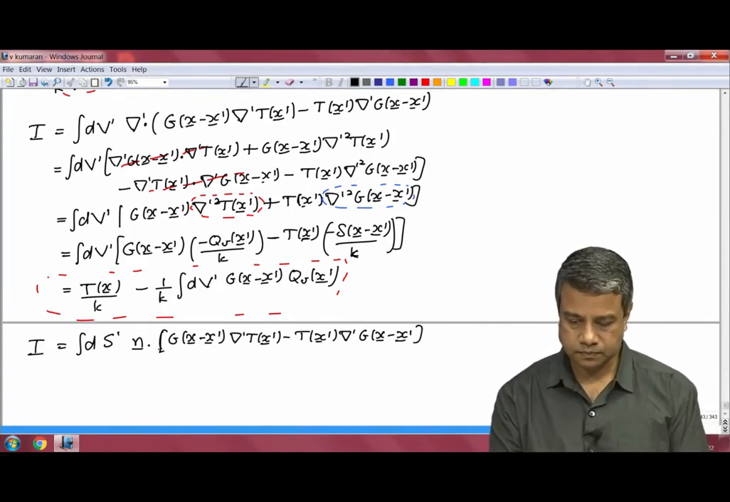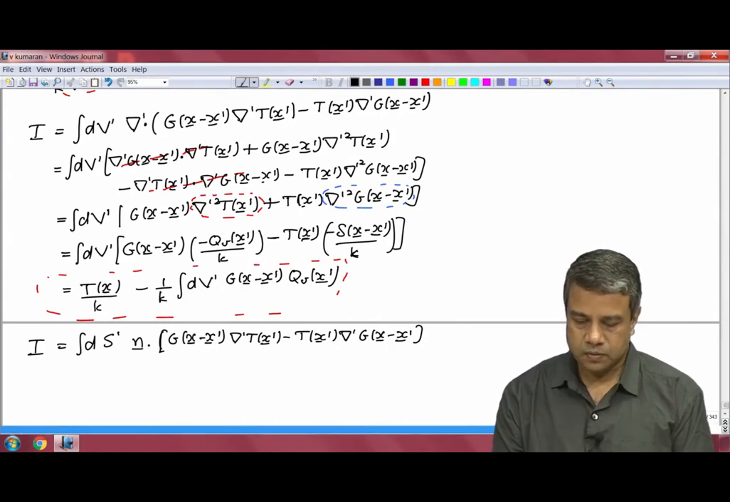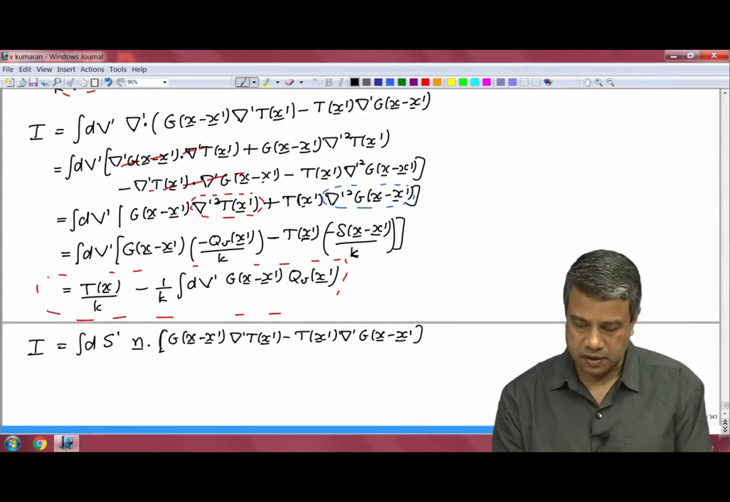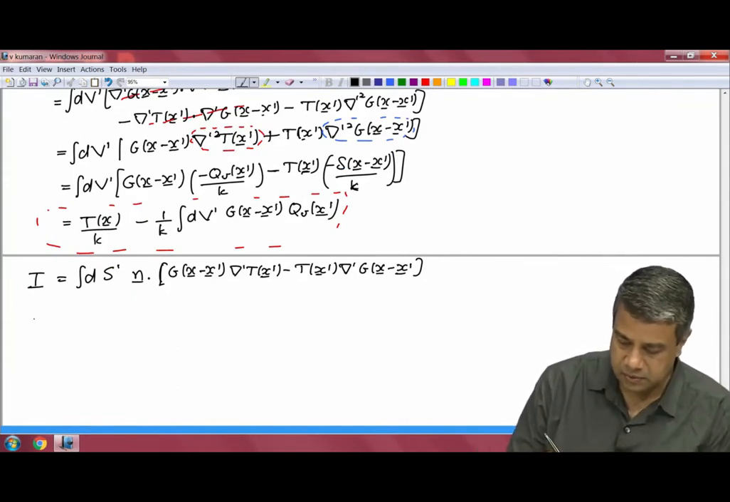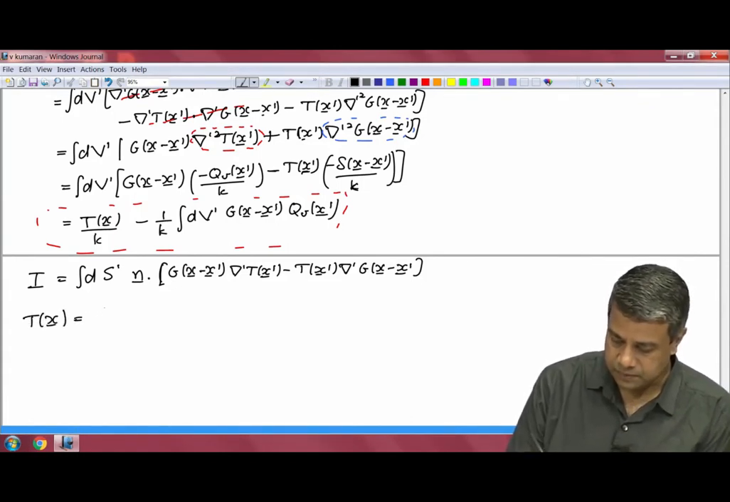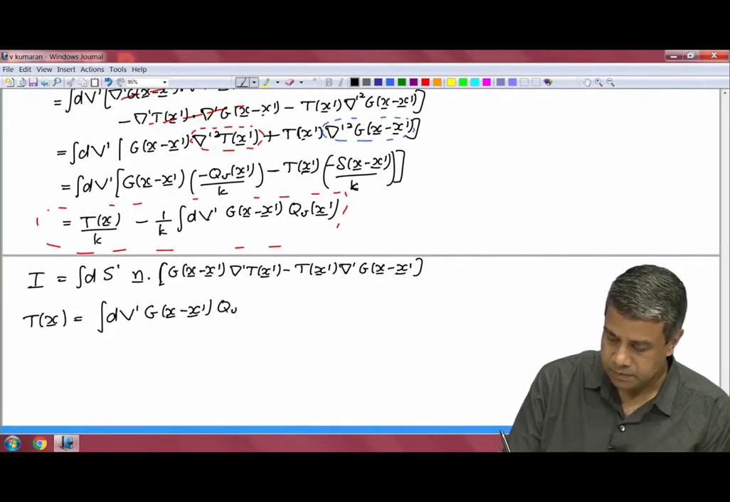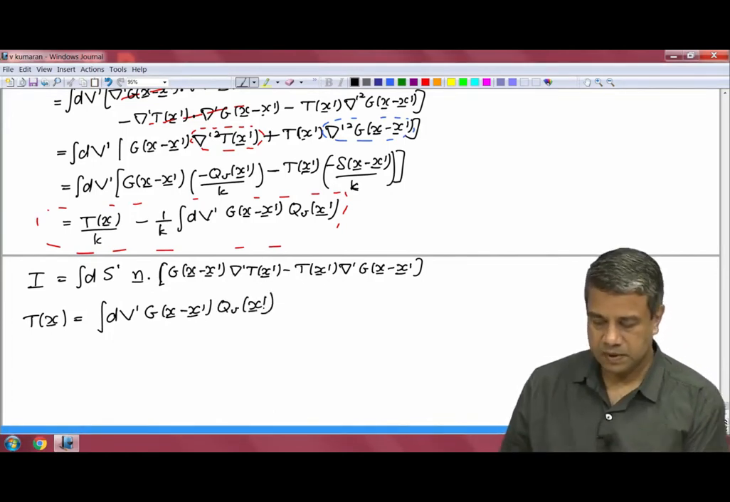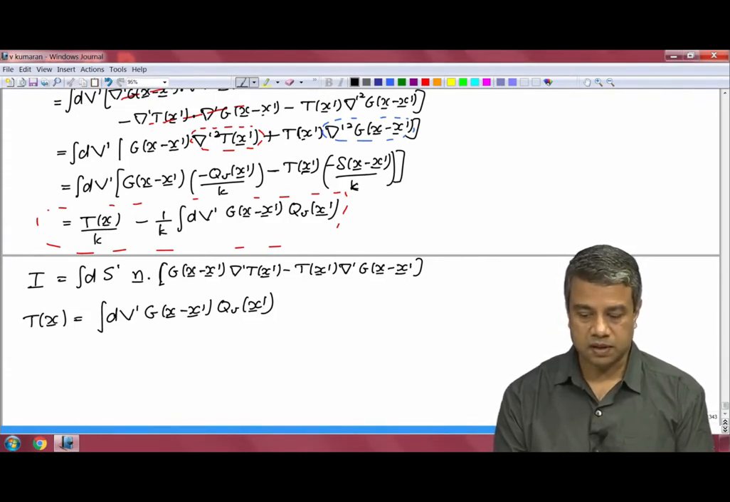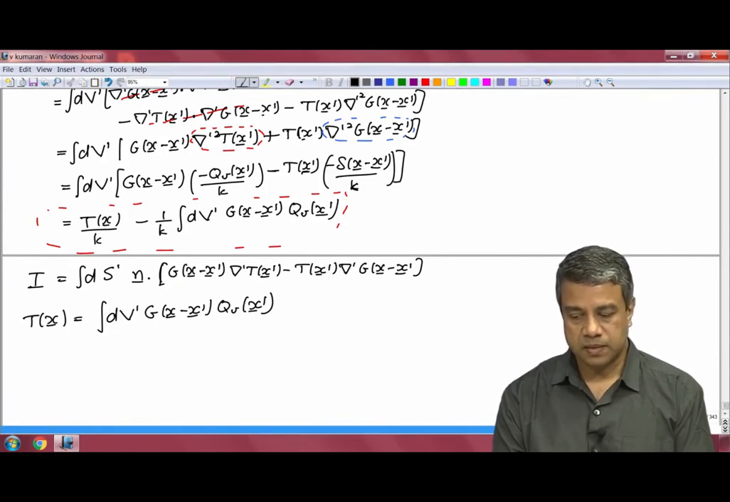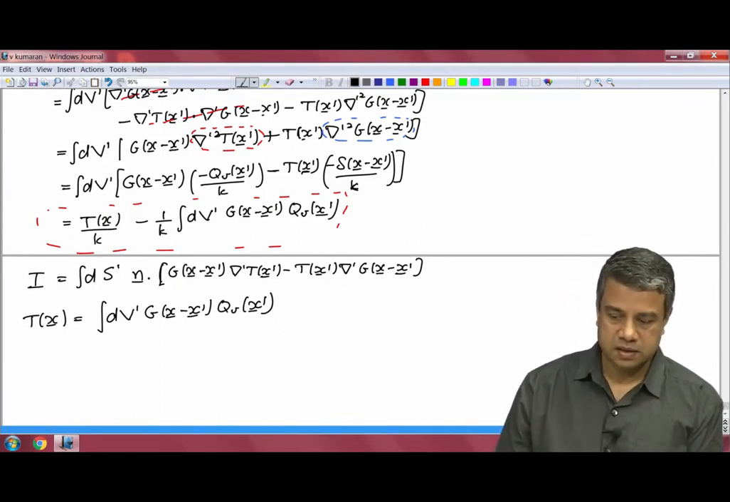So, both of these are equal. Therefore, I can multiply throughout by k and equate these two and get an expression for t, which is equal to the integral dv prime g of x minus x prime, plus additional terms that arise due to the boundary conditions on the surface.